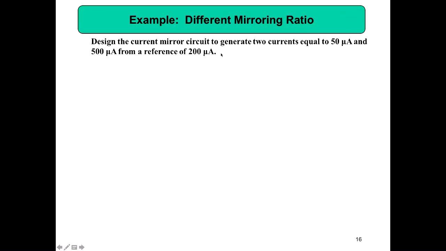But when you scale up and scale down, you have to do it in a proper way, because you don't want to use more transistors than necessary. So how will you do it? So 0.2 milliamps. And then first we are going to generate 0.05 milliamps, which is equal to 50 microamps. Then we have to generate 500 microamps, which is equal to 0.5 milliamps.